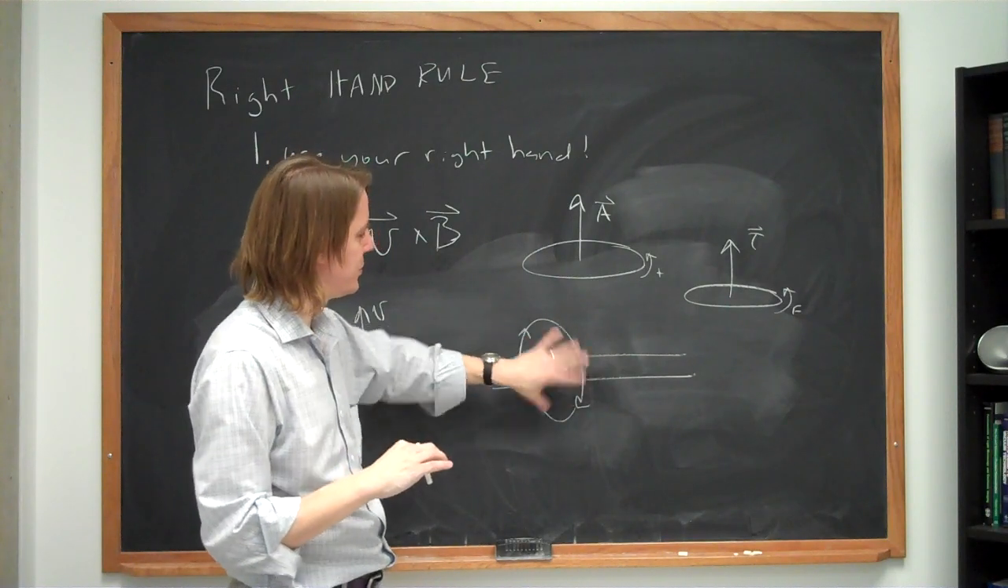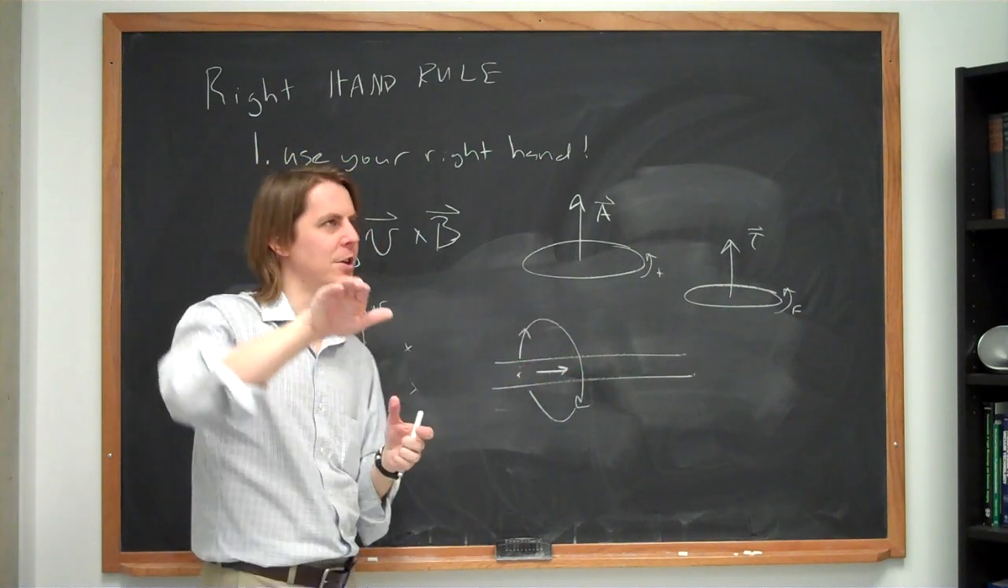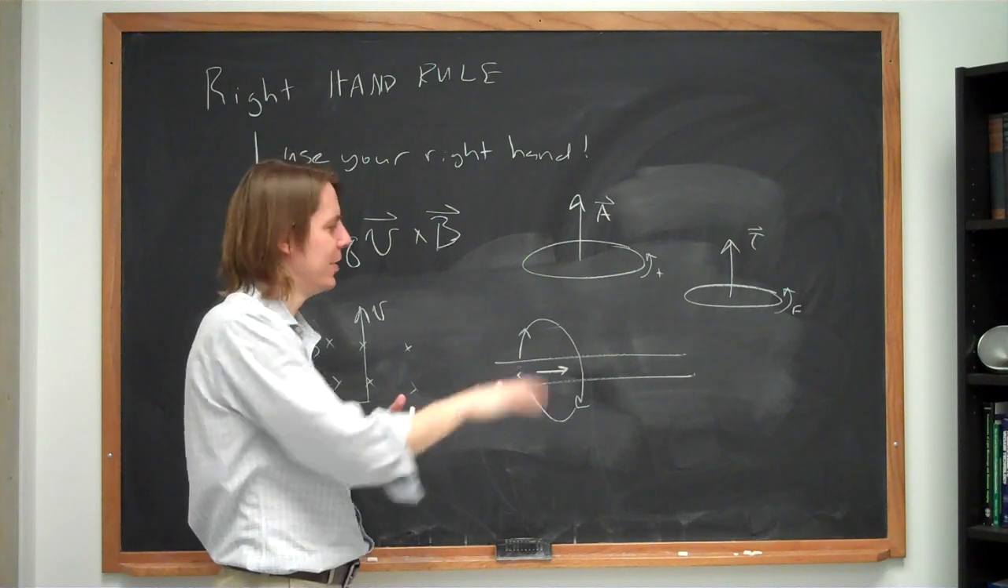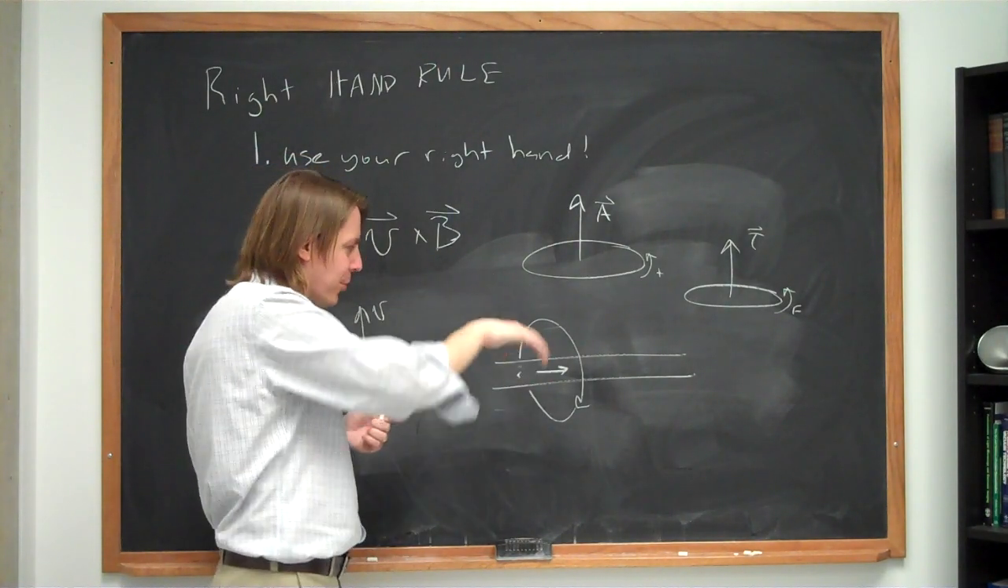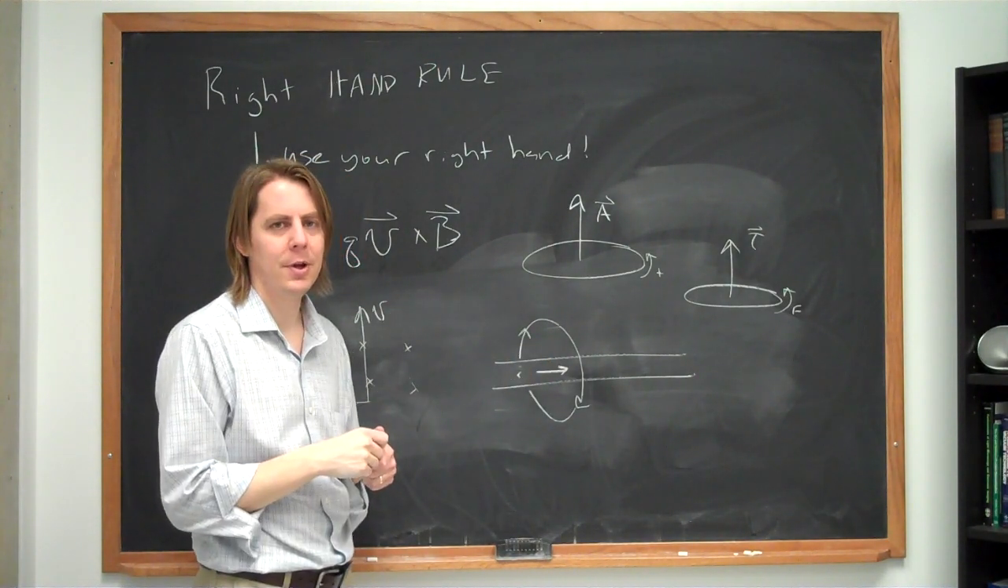For this kind of use, just always remember it's always the case that if you can imagine where you need to curl around and use your thumb to figure out a direction, always just make your fingers do the part that's curling and your thumb do the part that's straight. Okay, good luck.